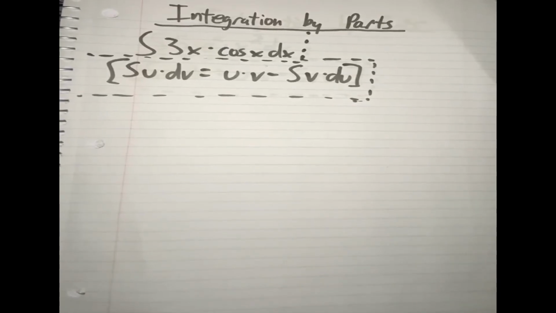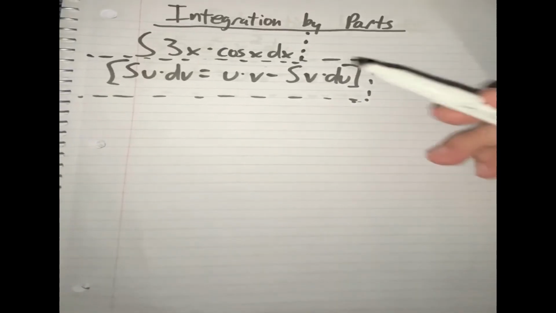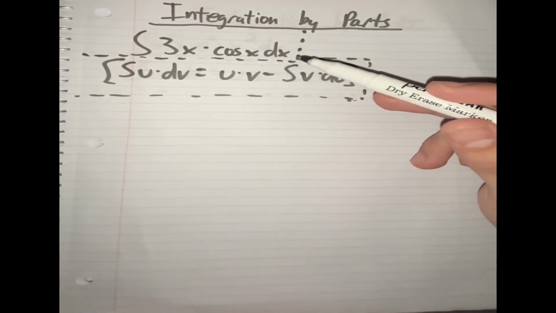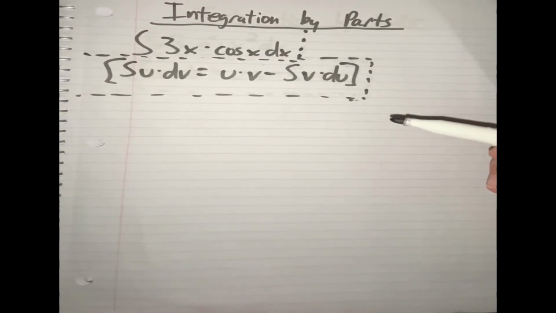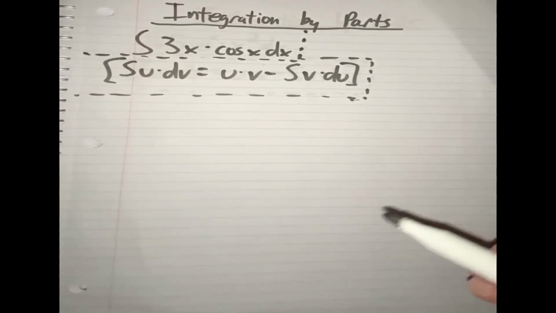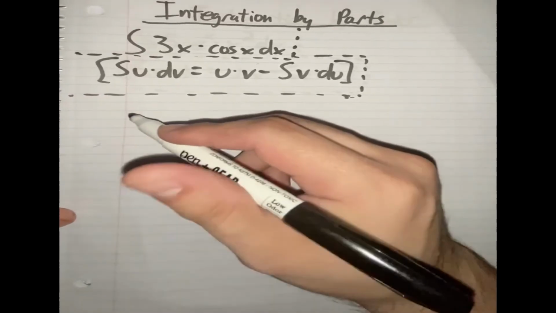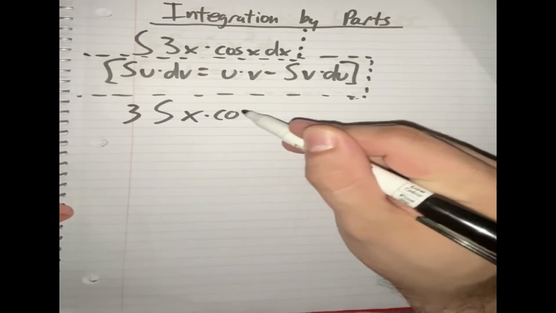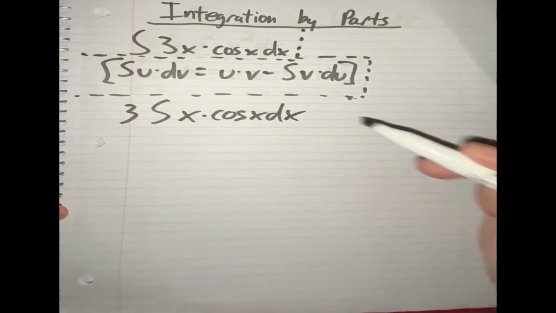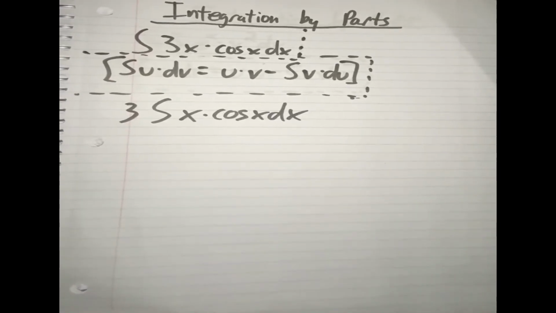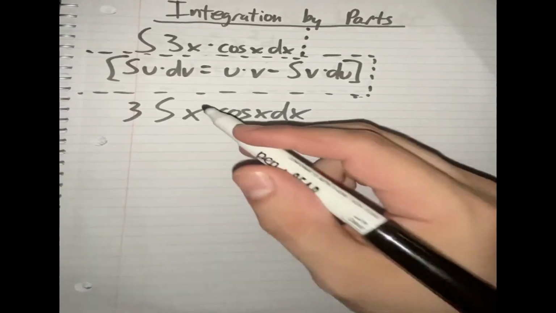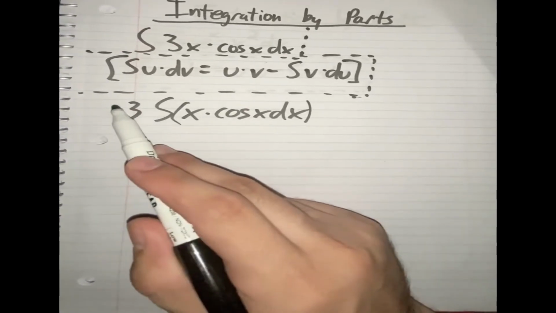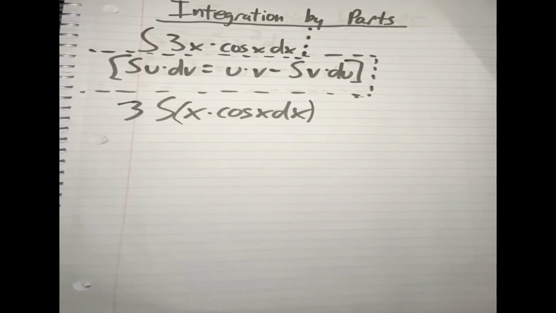So the first thing is we have a function 3x times cosine x times dx. The first thing we're going to do is simply pull the 3 out. We pull out all the constants, so our function looks like this: x times cosine x dx. Now we solely focus on what's inside the integral sign, and we do not worry about the constant until the very end of the problem.